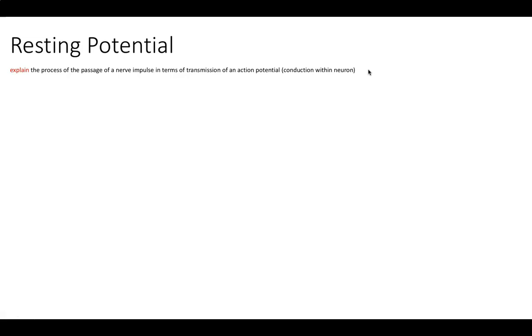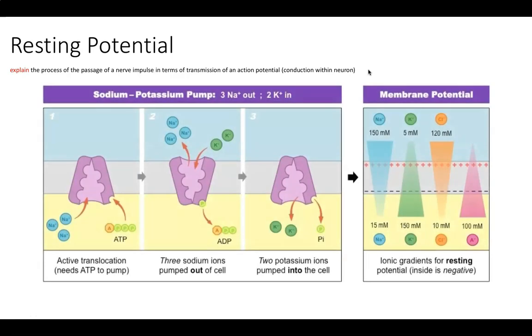Let's talk about how messages actually move through a neuron. So there's a few phases to this. But before we get into the impulse actually traveling, I'll talk about what is going on when it's not traveling. And this is called resting potential. And basically, if I bring up a diagram, I'll talk through this.